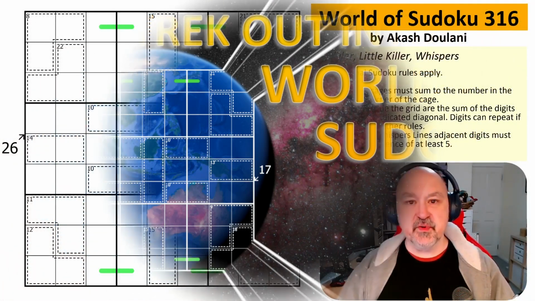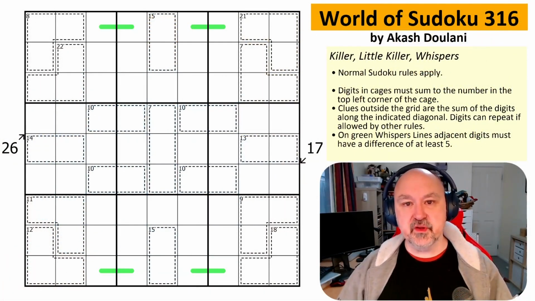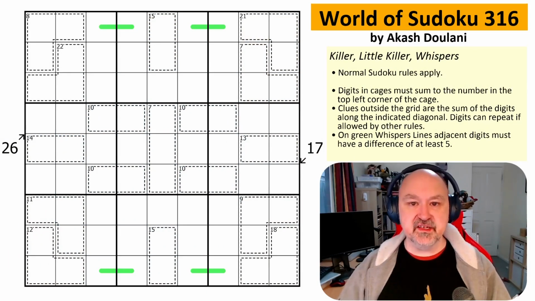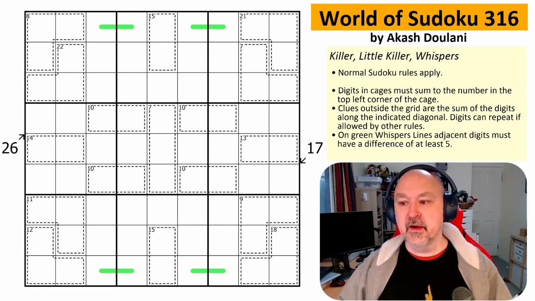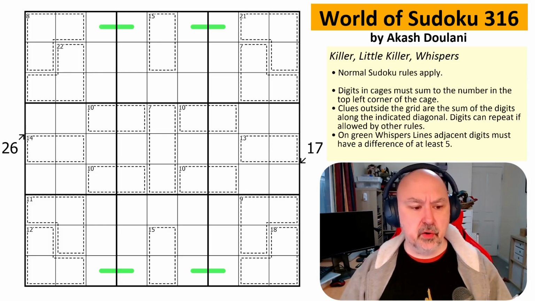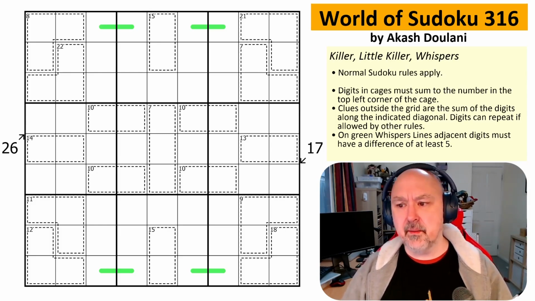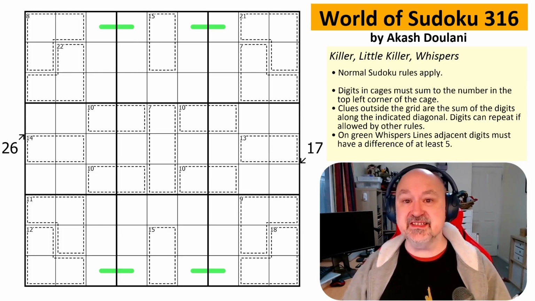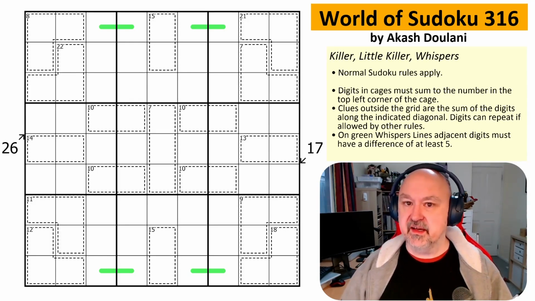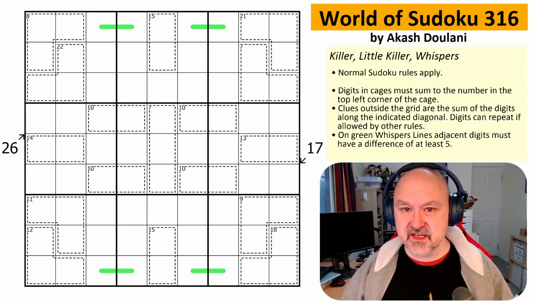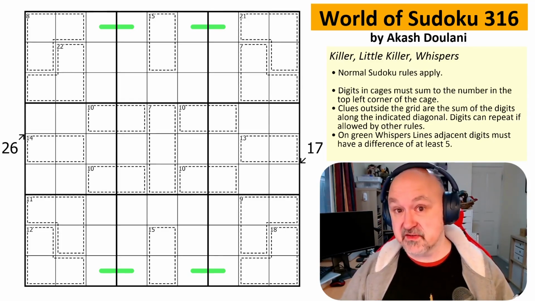Morning, everyone. This is Bremster, and today I'm coming to you with a puzzle from Akash Doulani's World of Sudoku blog. This is one he posted only a couple of days ago, I think. This is puzzle number 316 from his blog. Yeah, if you're looking for puzzles, go check out his blog. I'll link to it below and possibly above if I remember. It's really good, and there's a lot of puzzles there.